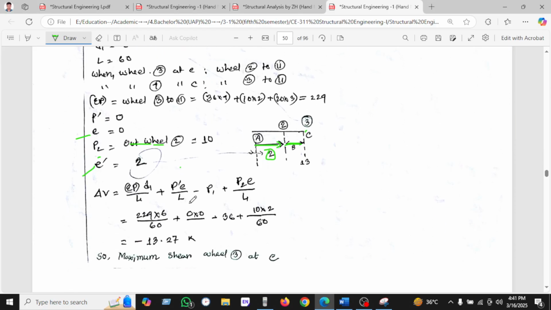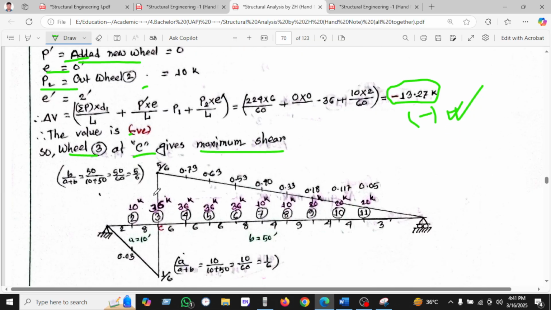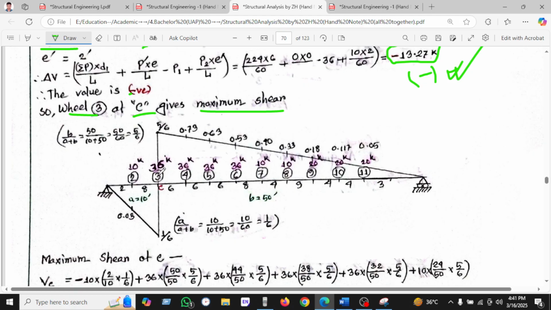Okay. So in this way we will calculate all the values and find the negative value, which is 13.25. So maximum shear will be, after calculating here, we have found negative 13.25 kip. So we can see this is a negative value. So wheel 3 at C gives the maximum shear. Okay. Now wheel 3 gives maximum shear at C.